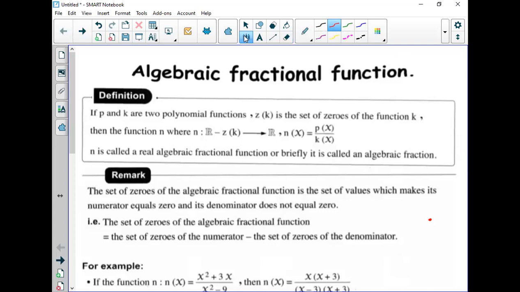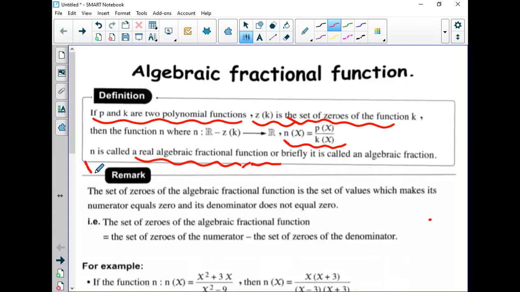Okay, the definition is: if p and k are two polynomial functions and z of k is the set of zeros of the function k, then the function n in the form n of x equals p of x over k of x is called a real algebraic fractional function.